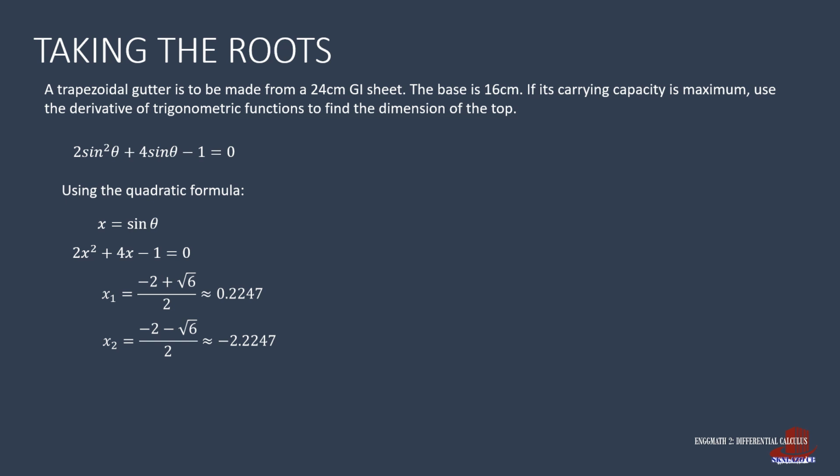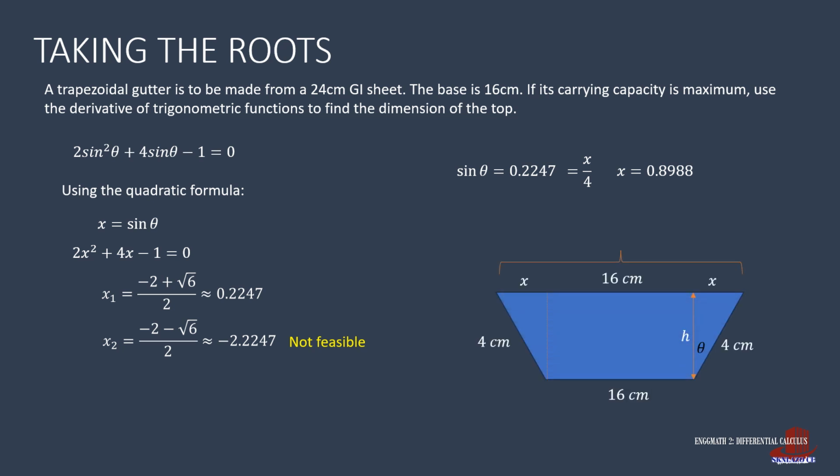Since we are solving a dimension, the negative answer is not feasible, so we use x, which is sine theta, as 0.2247. From the derivation earlier, sine theta was x over 4, giving x as 0.8988. So we can then compute for the top width of the trapezoid, which was taken earlier as 16 plus 2x, which is 0.8988. Thus giving 17.7976 centimeters.